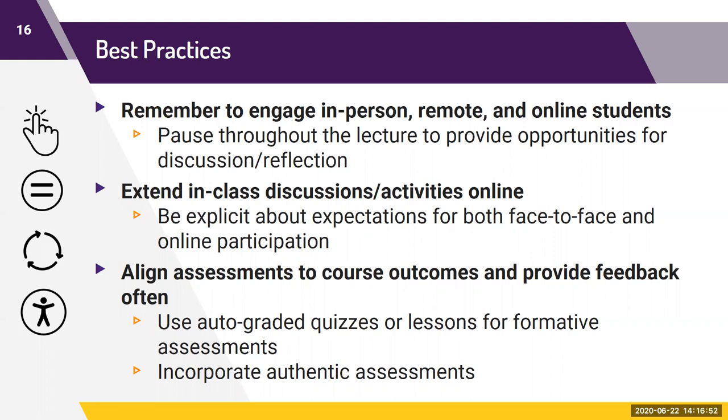And then lastly, ensure that your assessments are aligned to your course outcomes and that you're using your assessments to help provide feedback to your students. One way to do this is by using the auto-graded quizzes or the lessons in Moodle. Those are great for providing immediate feedback to your students. Some type of ongoing or informal assessment throughout your lectures or activities is also a good way to give students feedback. And make sure that the feedback is timely and also significant for your students.